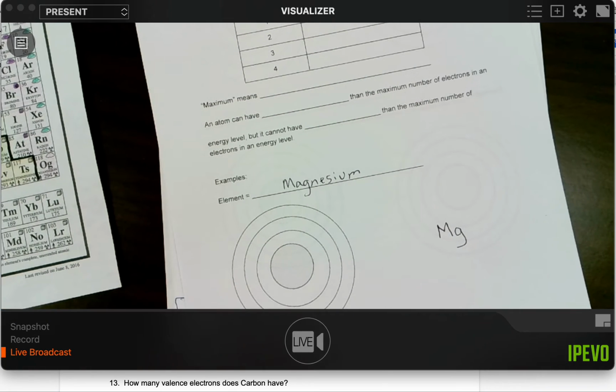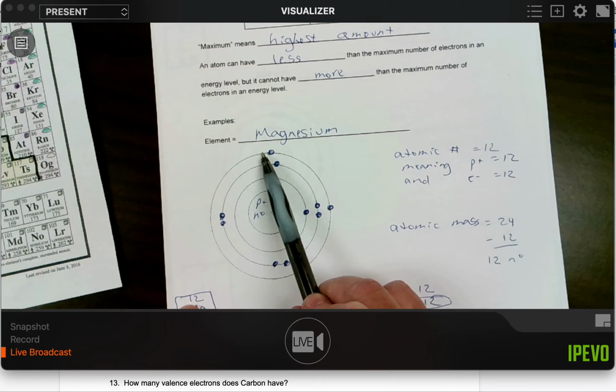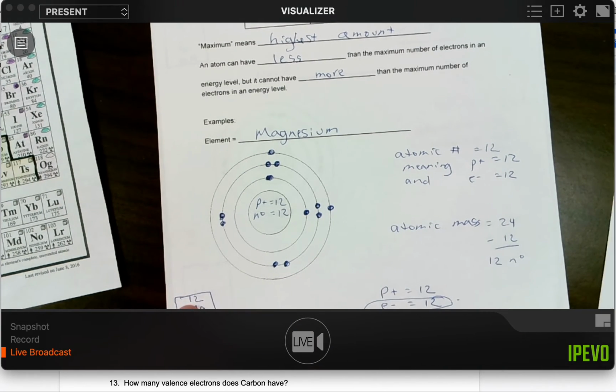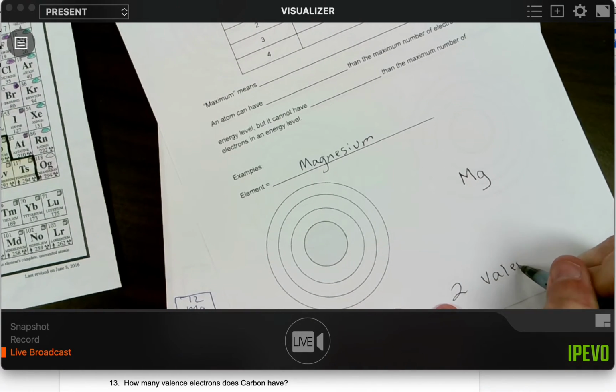And then I need to figure out, before I can draw my Lewis dot structure, how many valence electrons magnesium has. So if I go back to this, we already drew the Bohr model, and remember, our valence electrons are how many electrons are on the outermost shell. So for magnesium, this is the outermost shell, and I have 1, 2. So that tells me that magnesium has 2 valence electrons.